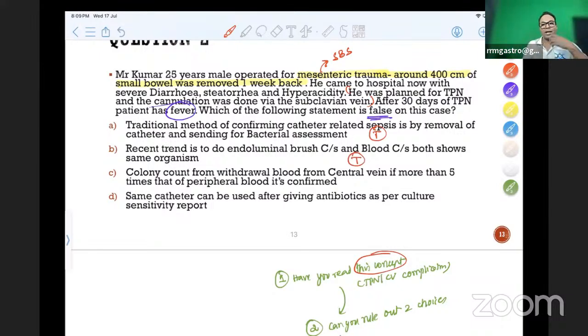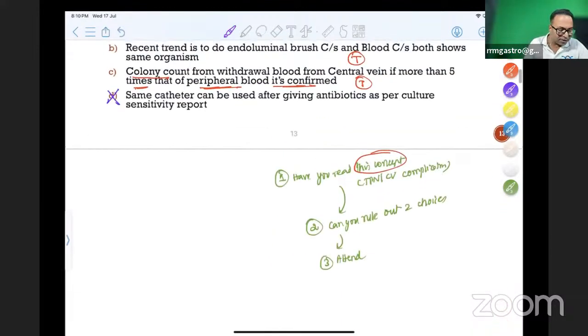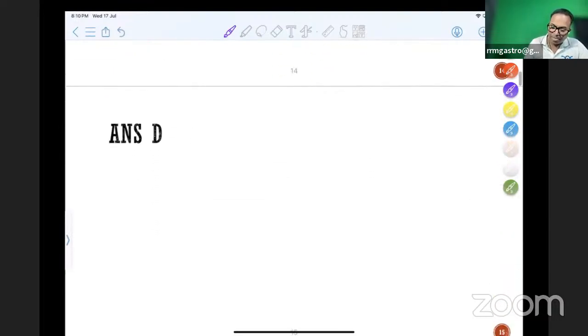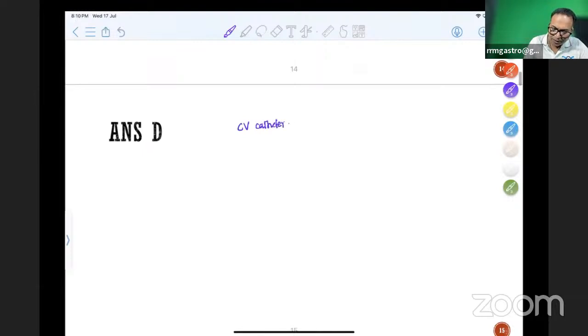True. Colony count. Another method, instead of doing a brush culture, is to withdraw a sample from the central vein. If the bacterial count is 5 times that of peripheral blood, it is confirmed. That is also true. Saying that the same catheter can be used after giving antibiotics as per culture sensitivity report is absolutely wrong. Please don't forget the concept: the answer is D here, not C. Central venous catheter related sepsis is a very favorite topic of examiners.